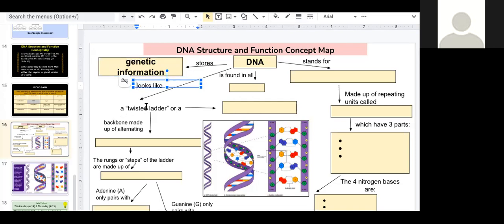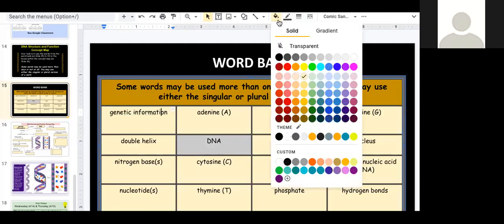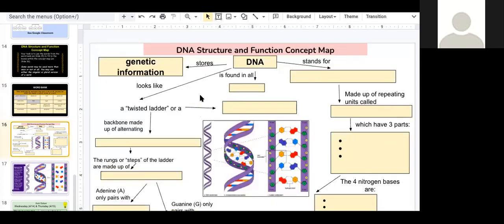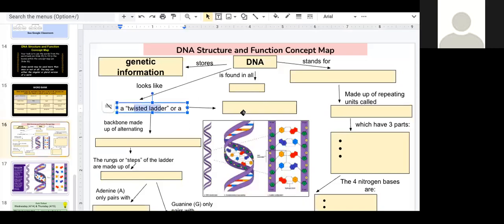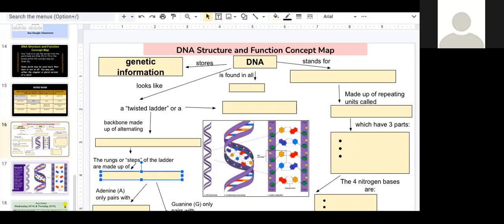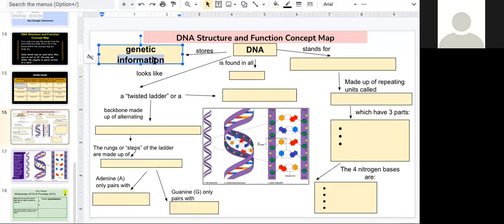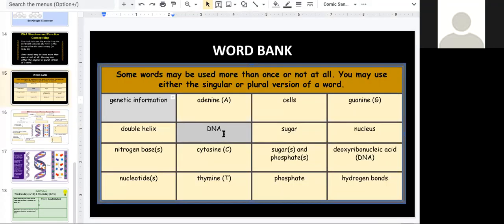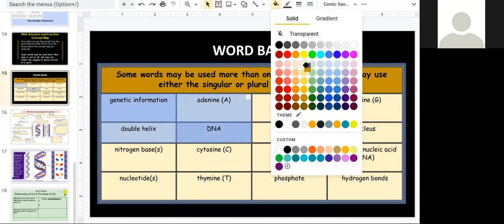It looks like a twisted ladder, and then what else besides a twisted ladder could this look like? So then again, we've used this. Which word or vocabulary term have we learned that helps us determine what's similar to a twisted ladder? We'll do this in class, but my hope is that this is making sense. If not, just email me and let me know. Show up to homework support. I'm going to put this back to the same color it was.